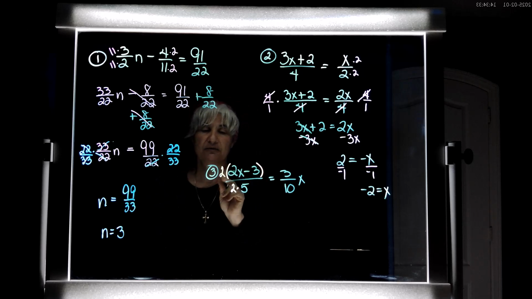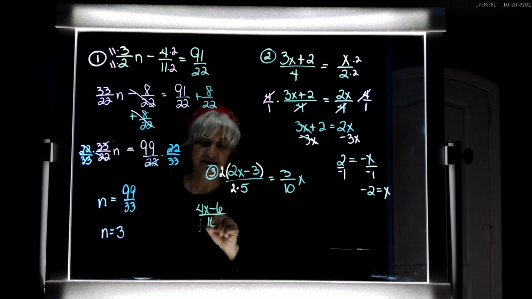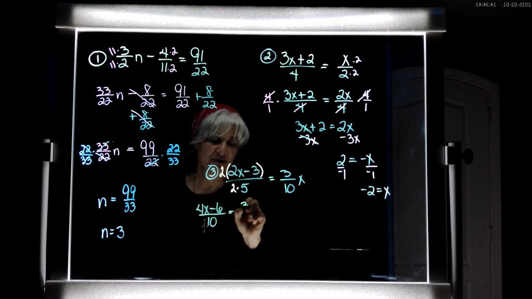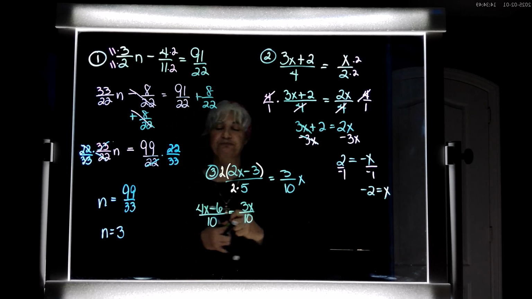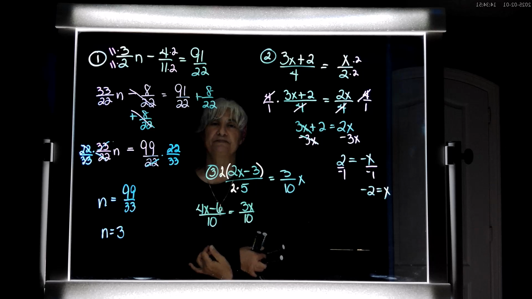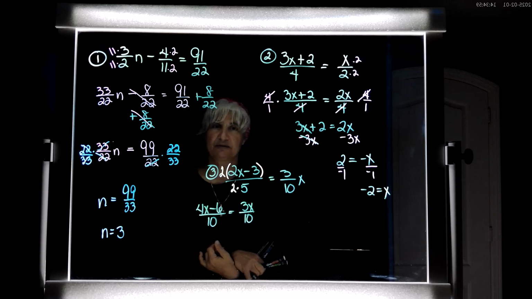Okay. So, do your distribution. You get 4x minus 6 all over 10 equals 3. And you can put the x up here if you'd like. It's the same thing, remember? Over 10. Okay. This problem, is it like number 1 or number 2? It's like number 2 because I have 2 terms up top.